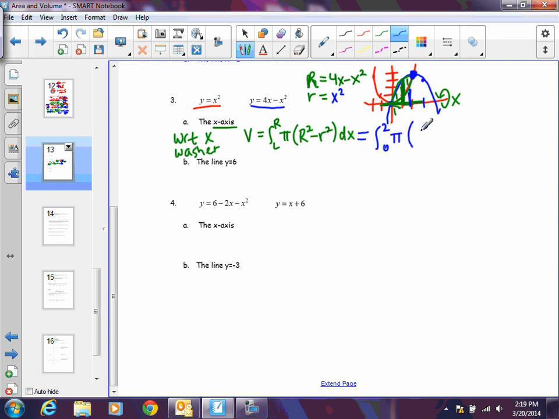So big R, I'm going to put in parentheses 4x minus x squared. Got to make sure that thing's squared. Big R squared minus little r, which is x squared, squared dx.